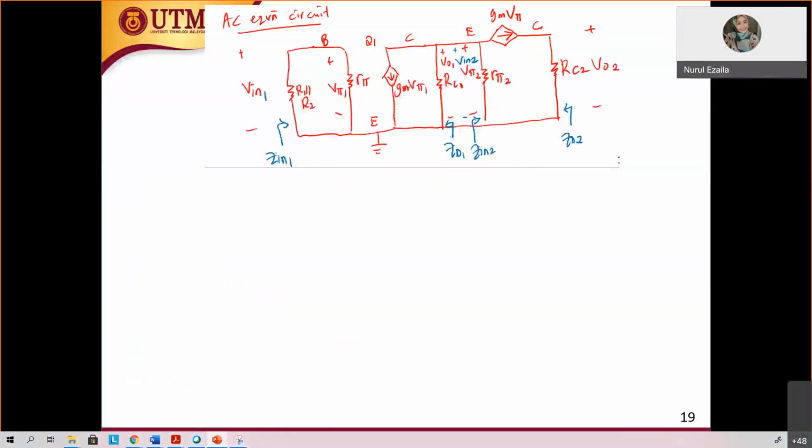So this one is for Z in 1. What is Z in 1? Can someone tell me? R1 parallel R2 parallel R pi 1. Thank you. So Z in 1 is R1 parallel with R2, parallel with R pi 1. This one is R pi 2. Okay. So Z out 1? RC1. Yes, RC1. Z in 2.